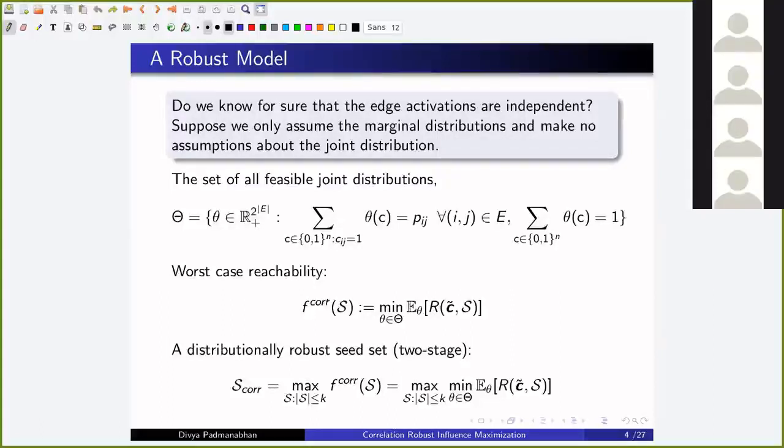Okay, so F core, the core denotes that it's a robust model, robust to all possible correlations that can arise in the joint distribution. Okay, so at this point, I would just like to ask if there are any questions before I proceed further, because the model is slightly of a different form.